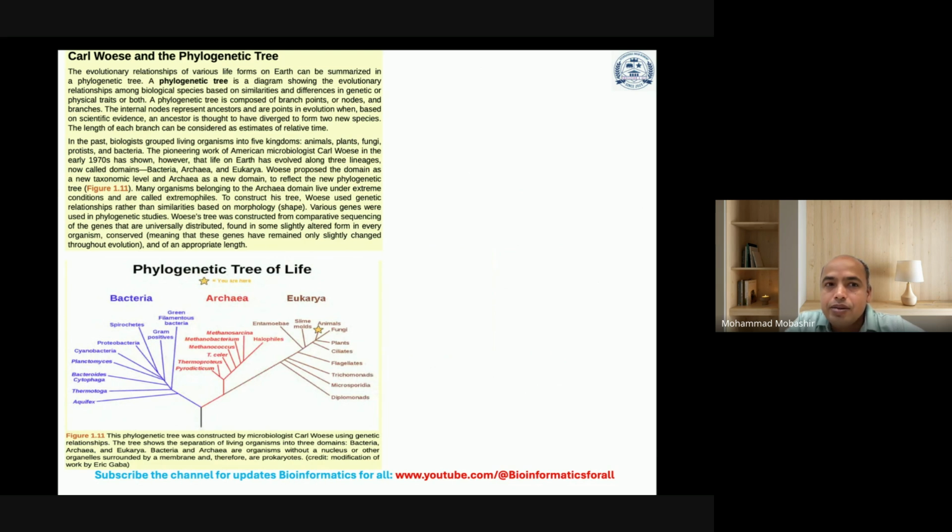In the past, biologists grouped living organisms into 5 kingdoms: animal, plant, fungi, protist, bacteria. And this is the most accepted division or classification of organisms. And thus you can see here the phylogenetic tree.